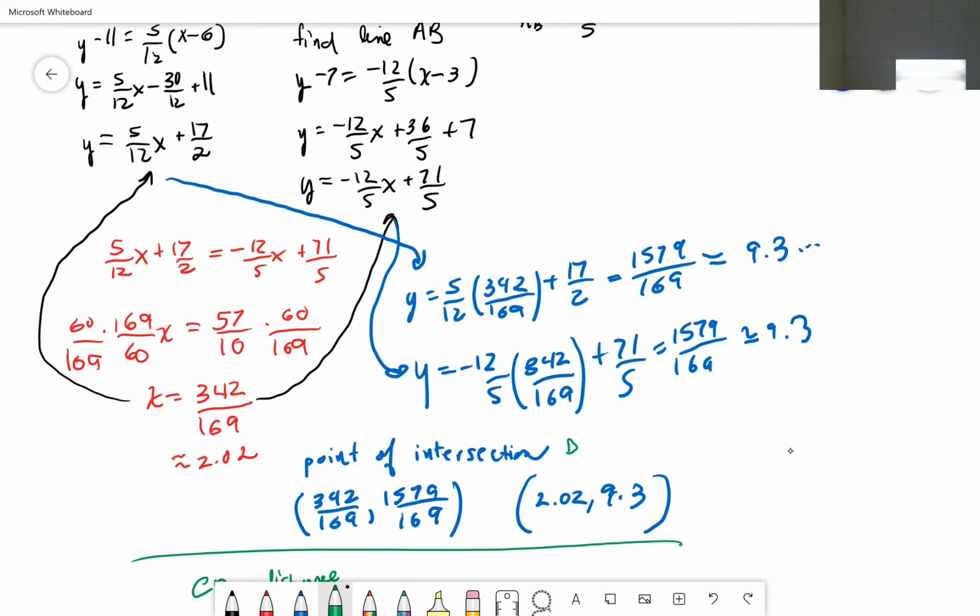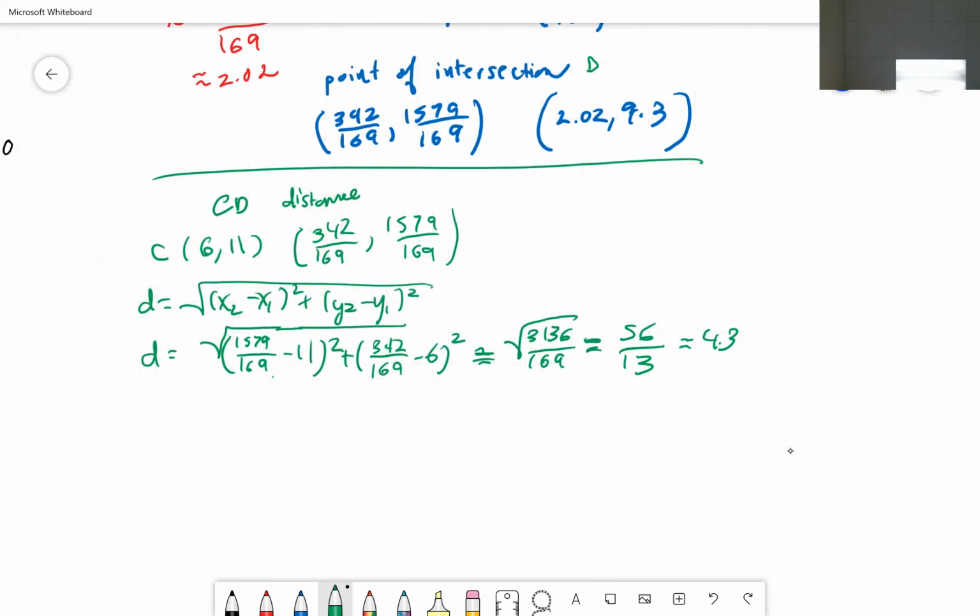Distance calculator. This looks a little bit better. Is it going to accept only digits? I hope not. So we have 6 comma 11, and we have 342 divided by 169, and 1579 divided by 169. Calculate, and it wants a decimal value. So I'm going to give the approximate value just to compare. And it says 4.32. I got 4.3.